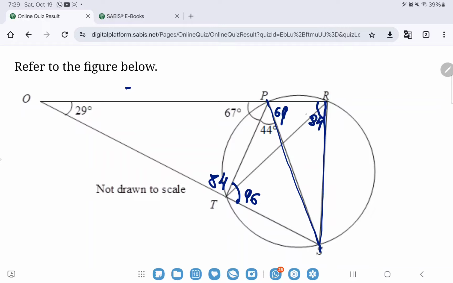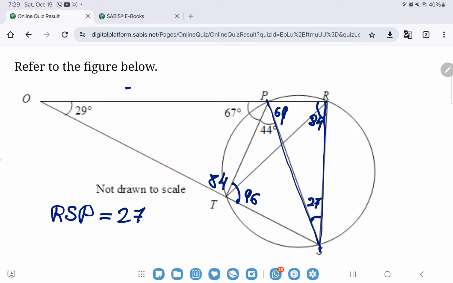So now we have two angles in this triangle. So we could do 84 plus 69 minus 180, or rather 180 minus that. We found this to be 27. So the second angle, which is RSP, is equal to 27.